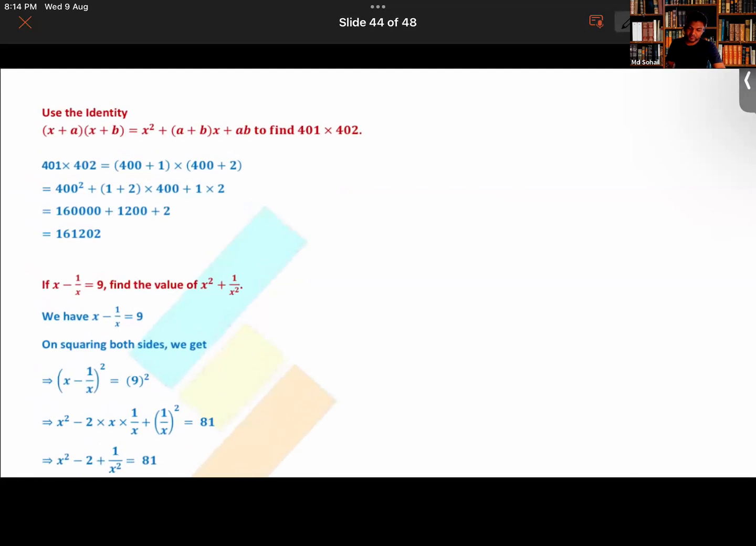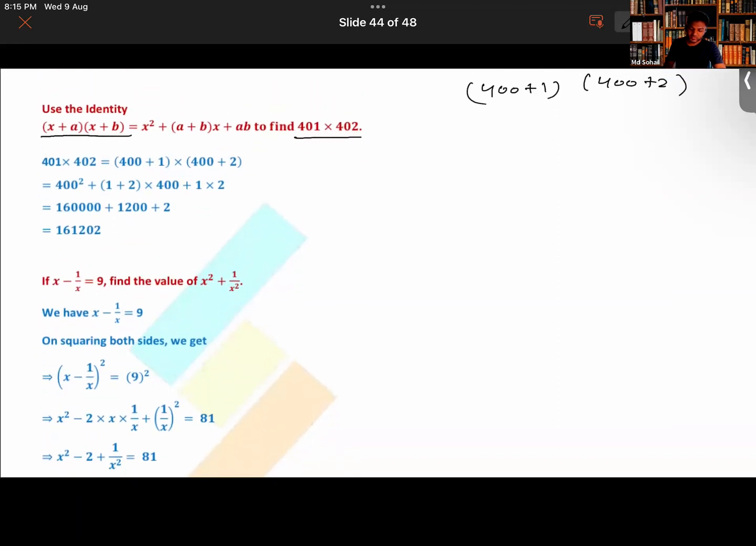Some more questions are given here. For example, 401 into 402. How do we find that using the identity? It is already mentioned here, we will be using this identity. So it will be 400 plus 1 into 400 plus 2. This is how we can break it.